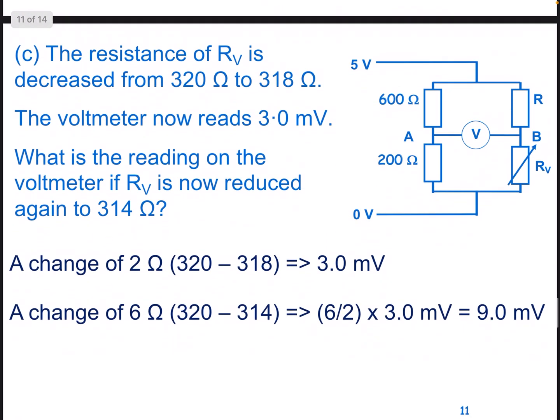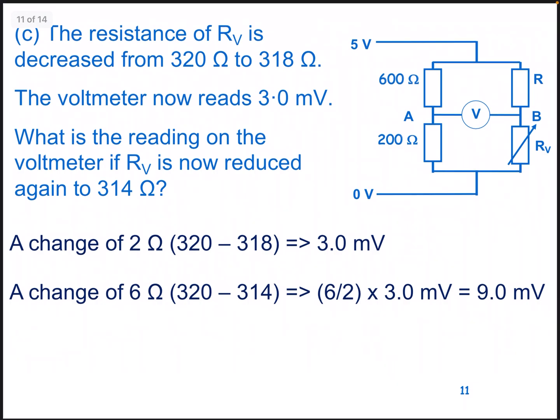The next part of the question then says that the resistance on the variable resistor has changed. So it's been decreased just by 2 ohms. So it's been decreased from 320 to 318 ohms. The voltmeter now reads 3 millivolts. Okay, so by changing the resistance by 2 ohms, what we're doing is we're making it unbalanced by 3 millivolts.